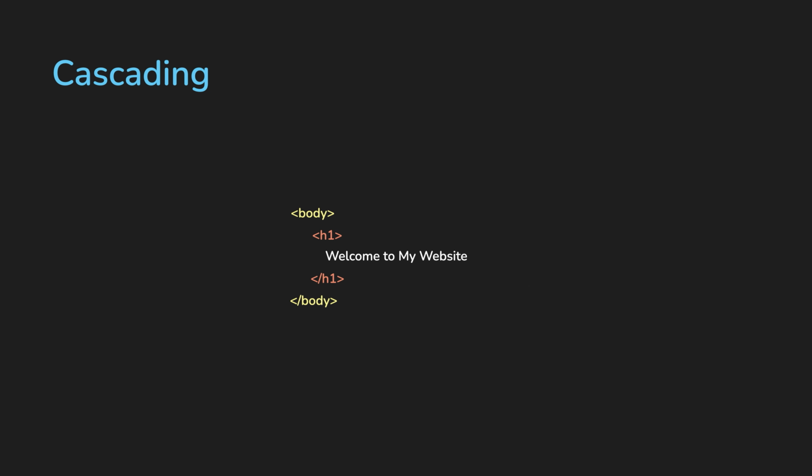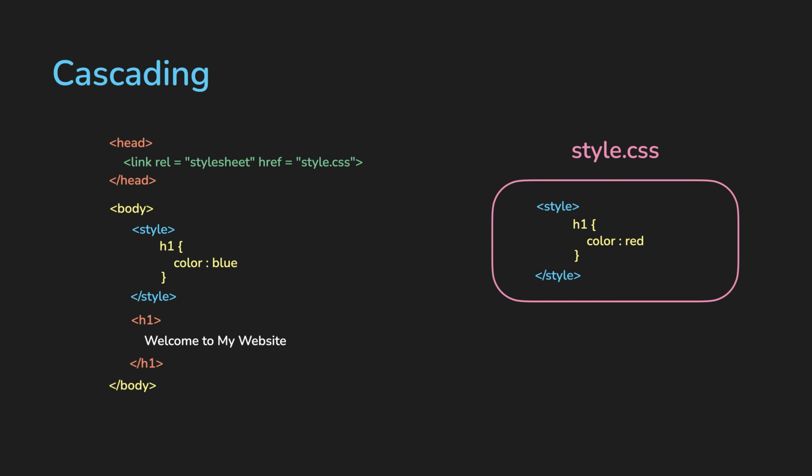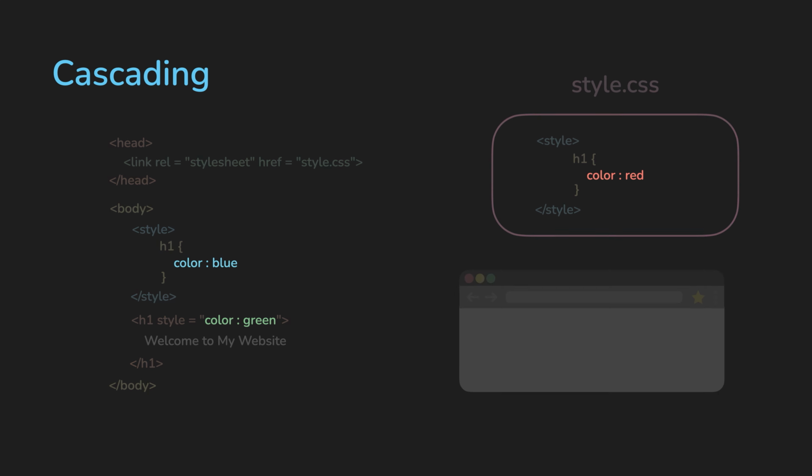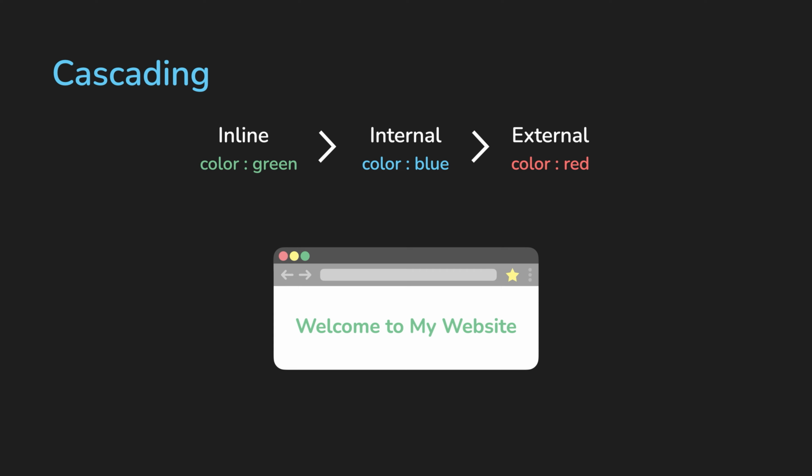There are certain rules that decide the priorities. For example, if the style of this h1 element is defined in an external CSS file as red and defined in the HTML document as blue, and then again styled as green with the inline method as an attribute of h1, what would the browser show? Out of these three cases, the inline method will have the highest priority, then the internal method, followed by the external method. So the browser will be showing this text in green.